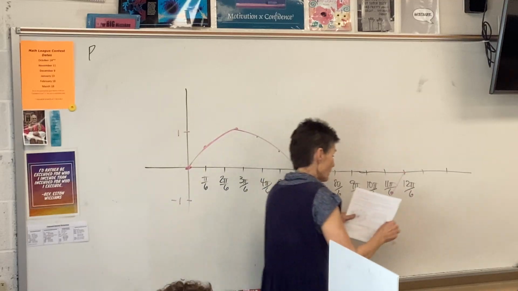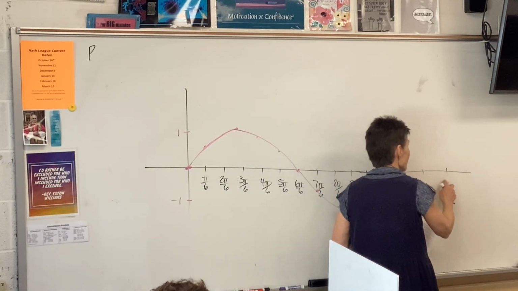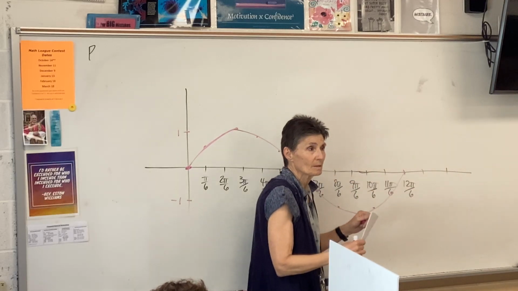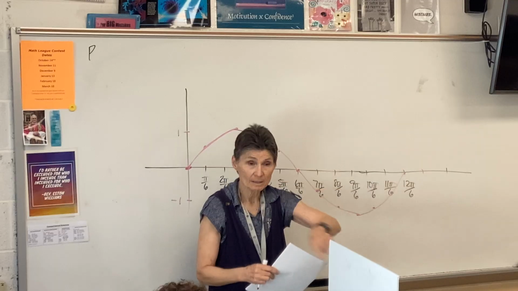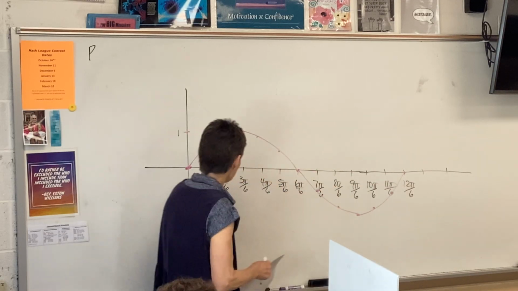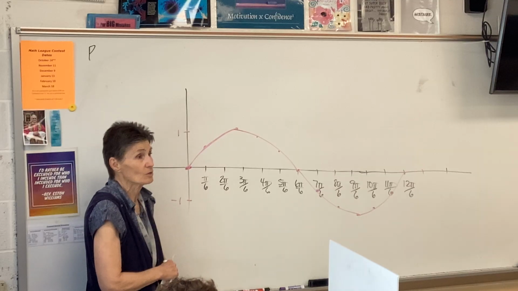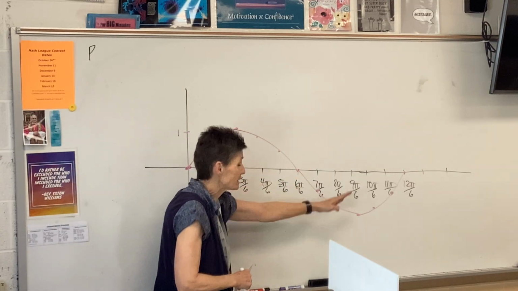And what do you think would happen? He stops. It's logical to stop. But what do you think would happen if we kept going? It would just repeat itself, right? Because the period is 2 pi, once around the circle. So that, my friends, is your sine function. That's your sine curve. Nice little hill, nice little valley.